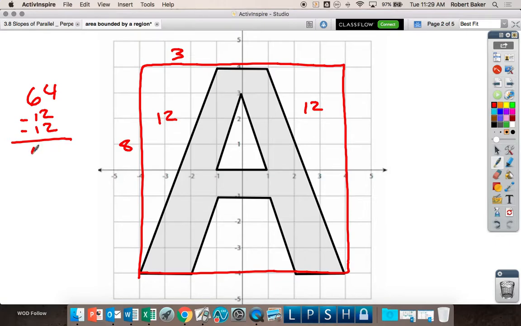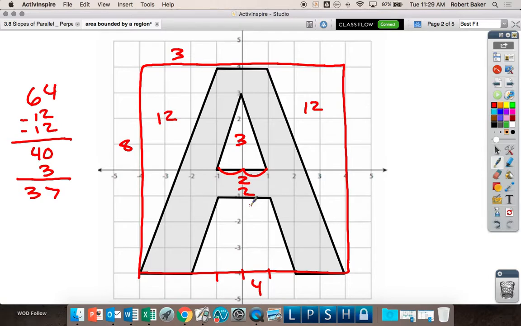Wouldn't that be 64 minus? Well, you have to do 1/2 base times height. Alright, so then the area of this triangle, 2 times 3 is 6, 6 divided by 2 is 3. And then the area of this trapezoid. Wait, how did you get 12 right here? Yeah. 3 times 8 is 24, 24 divided by 2 is 12.